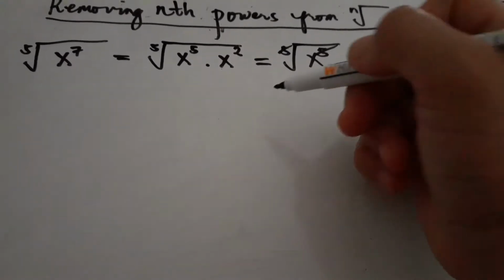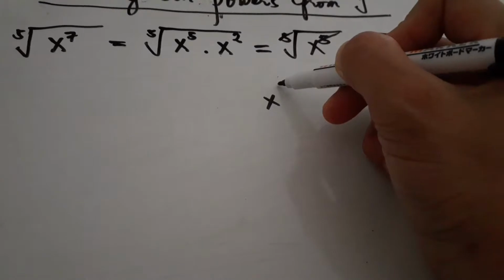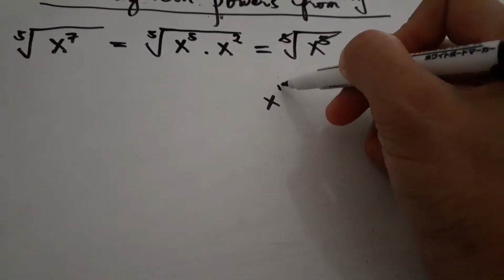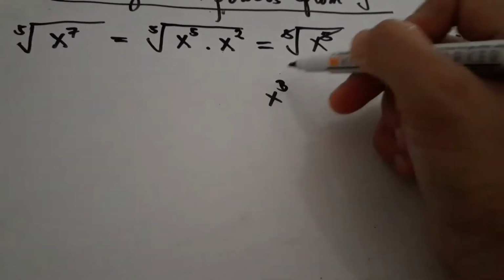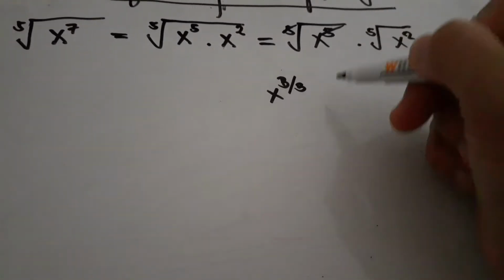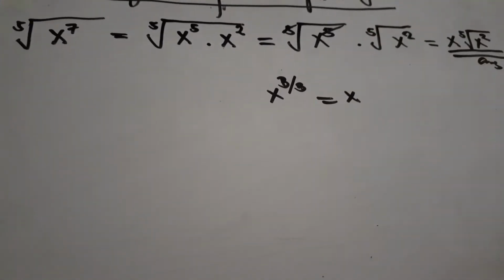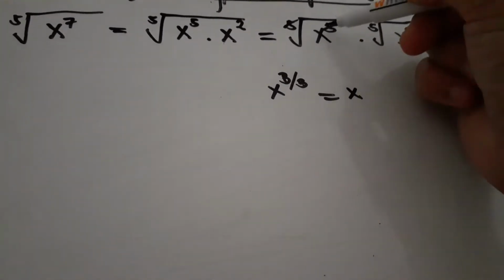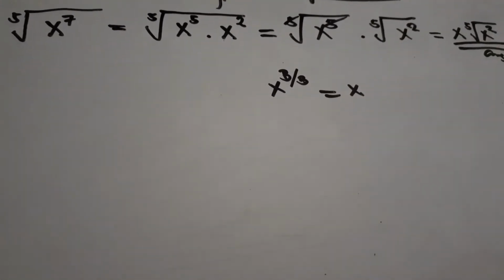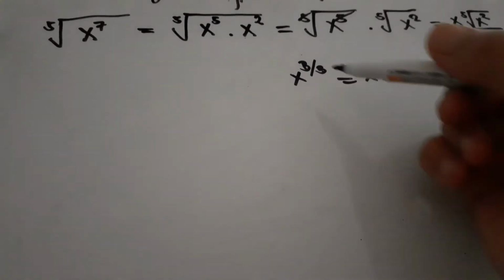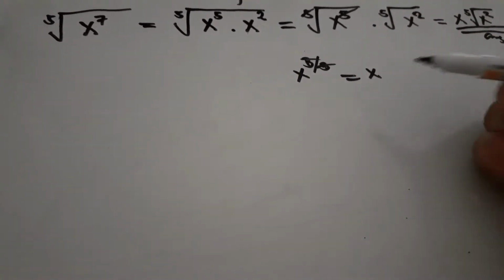Because in exponential form, x cubed over 3, where the index is 3 and the power of the radicand is 3, therefore they cancel out. So the answer is x. In this we can relate the equations.